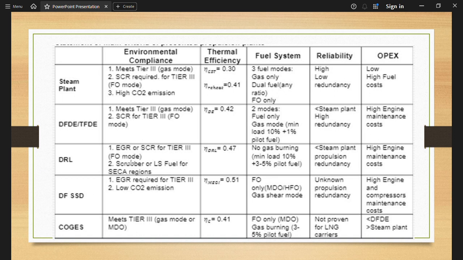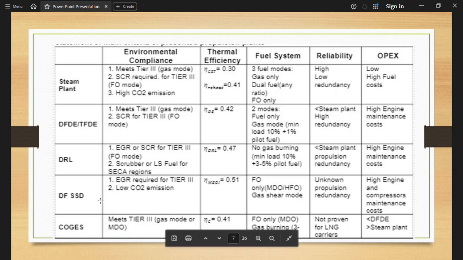Now for this engine, EGR or SCR is needed for tier 3 in fuel oil mode, scrubber or low sulfur fuel for the SECA region. Here the efficiency will be 0.47, no gas burning, minimum load 10% plus 3.5% pilot fuel. So here pilot fuel increases. Greater than steam plant propulsion redundancy, high engine maintenance cost. So in this engine we have maintenance cost as higher.